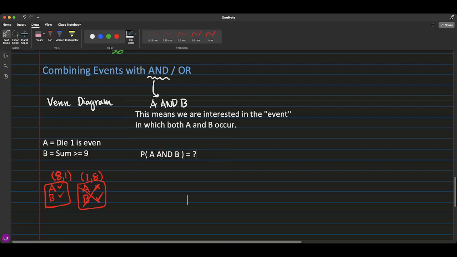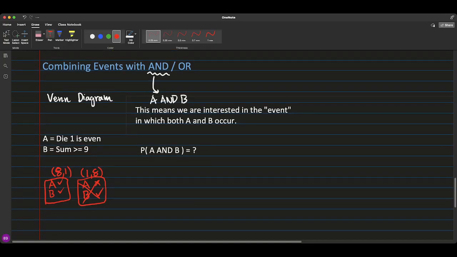Alright, so let's go through this. Okay, so let's start by looking at event A. What are all the things that can make event A happen? Well, event A is when die 1 is even. So if die 1 is even, the lowest even number is a 2. So you can roll a 2 and a 1, or a 2 and a 2, or a 2 and a 3. Or a 2 and a 4, or a 2 and a 5, or a 2 and a 6.